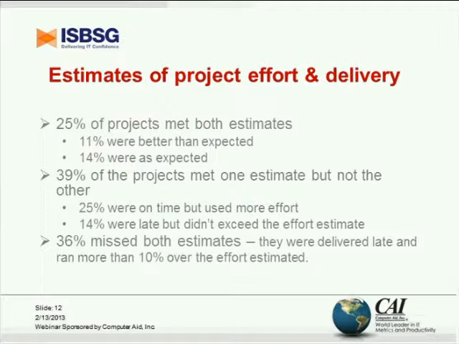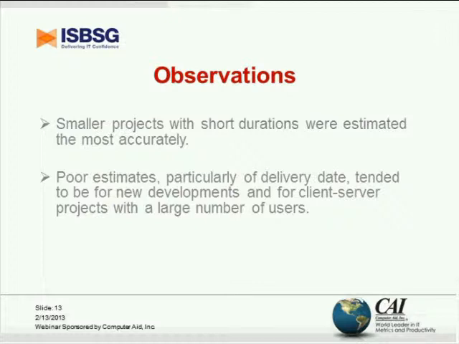If we move to slide 13, some observations that we have. As you would expect, smaller projects with short durations were the ones that were the most accurately estimated. Poor estimates, particularly for delivery date, tended to be new developments. And I should explain to you here that our data set has two types of projects in it. We collect data for both new developments and for enhancements. And you'll see a couple of comments about the difference as we move through this presentation. So new developments tended not to be estimated as well as enhancements. And also, projects with a large number of users, in the data set that we analyzed, also showed that they tended to have poor estimates.